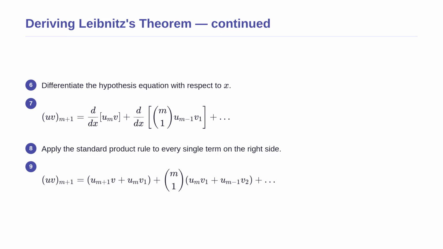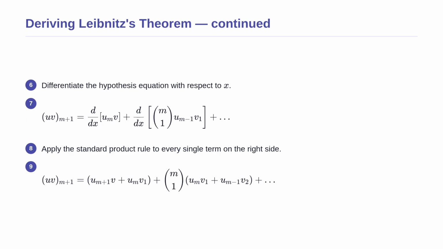To prove the theorem, we must show that differentiating our assumed equation one more time gives the correct formula for the m plus 1 derivative. We differentiate both sides with respect to x. We apply the standard product rule to every single term on the right side.